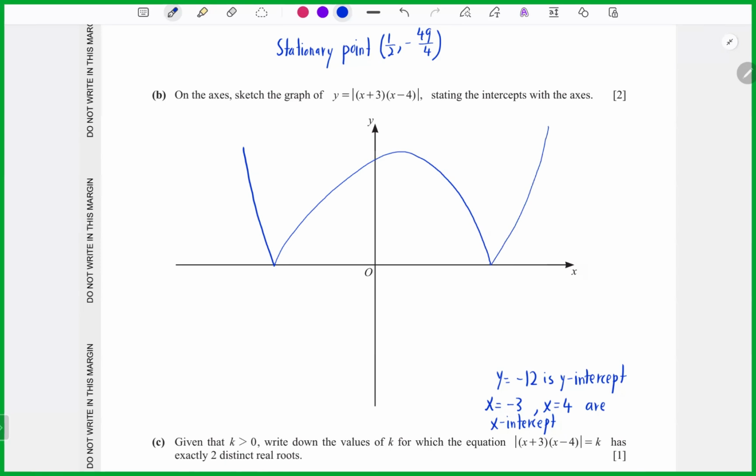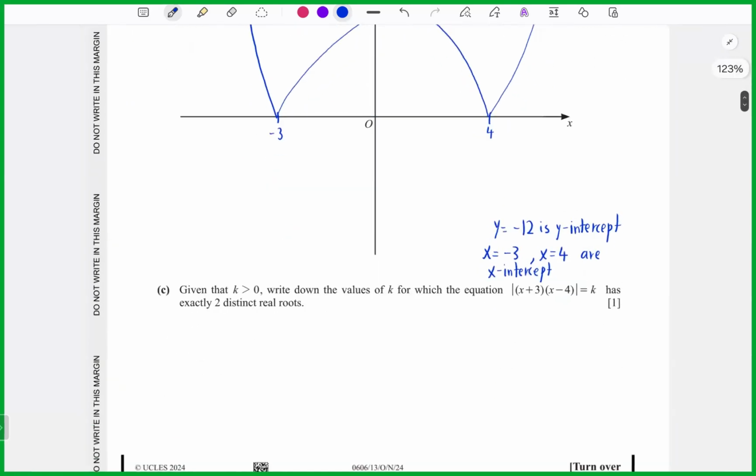And then please don't forget to label. Here is positive 12, not negative 12. And then here we can label negative 3 and 4. So this is your modulus of (x plus 3)(x minus 4).